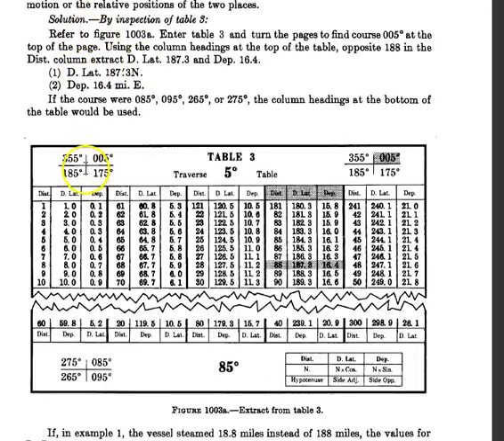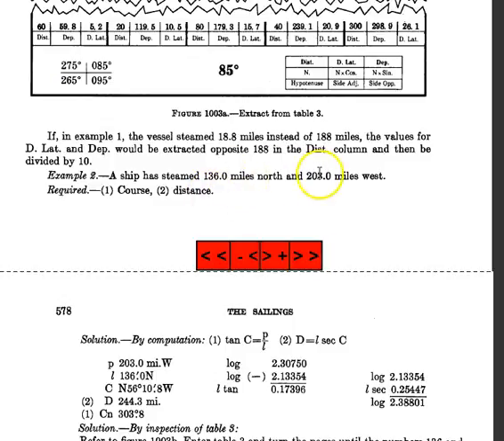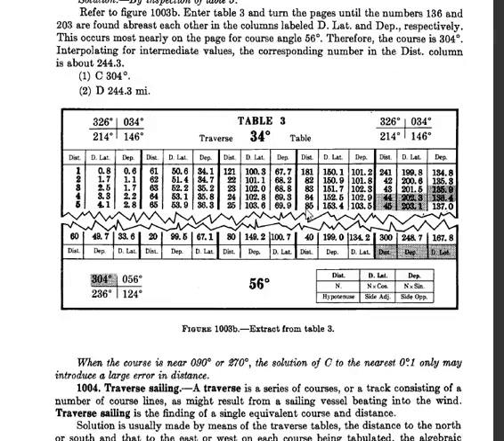Here is another example. A ship has steamed a certain distance. What is the course? A ship has steamed 136 miles north and 203 miles west. What is that course and distance? All right, and here are the two formulas that you would use to solve that. And those are, again, the formulas for plain sailing.